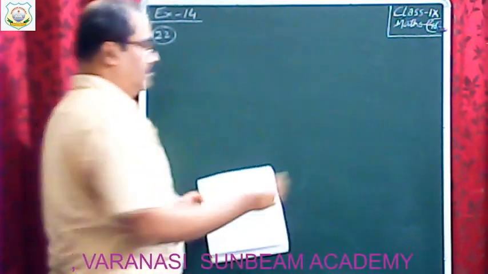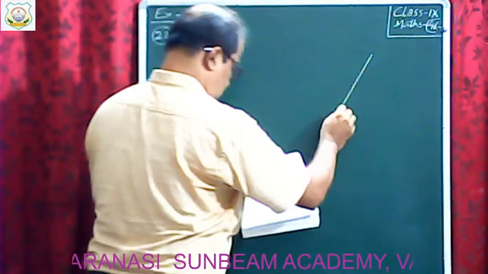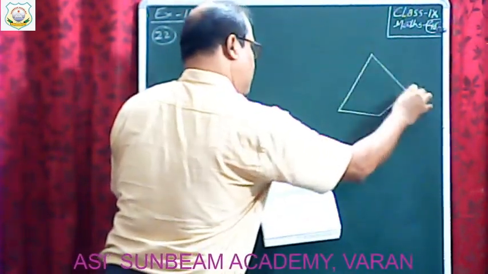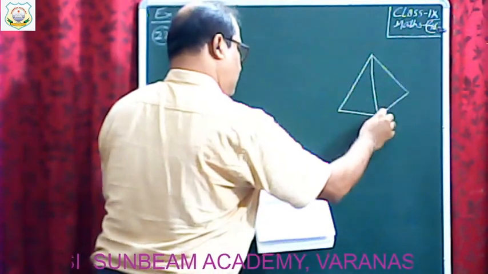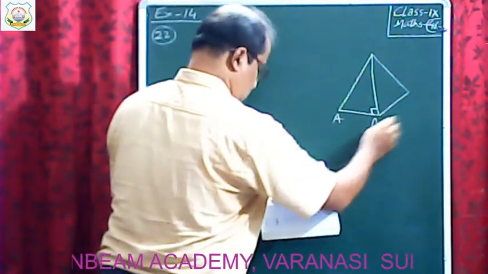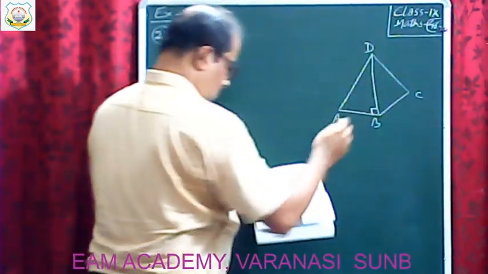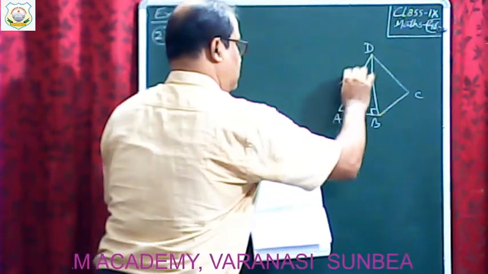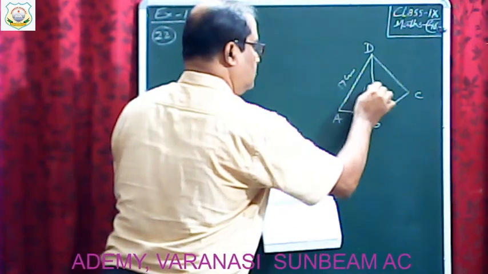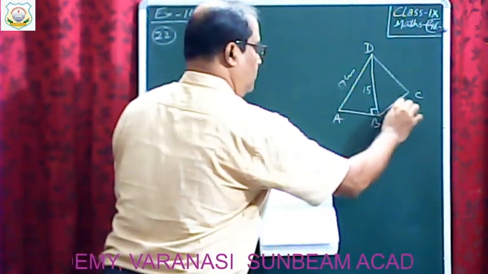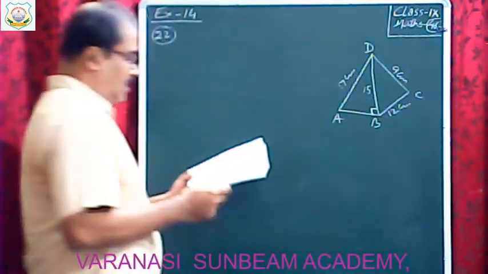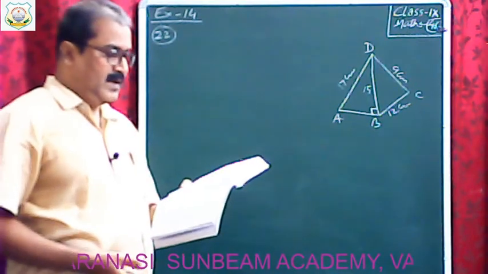One figure is given. A, B, C, D. Okay, draw a figure everybody. 17 centimeters, 15, 12, 9 centimeters. Find the perimeter and area of quadrilateral ABCD.